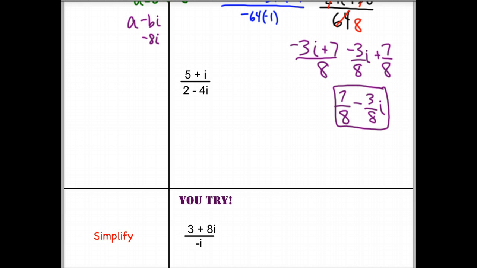The last example we have here, we're going to go through those same steps. So we want to figure out what a plus bi is, and then find the conjugate for the bottom. So we have a is equal to 2, and b is equal to -4. So our complex conjugate is going to be 2 plus 4i. So we're going to multiply the top and the bottom by the conjugate, 2 plus 4i.